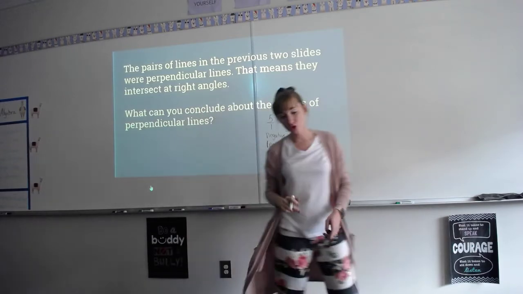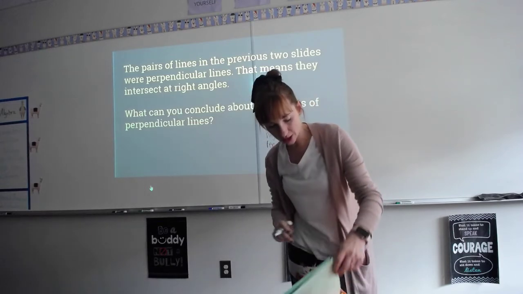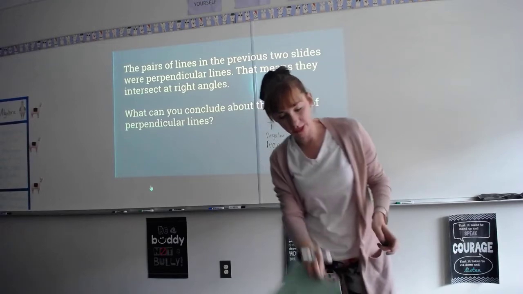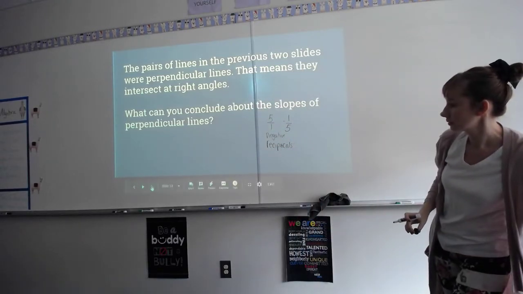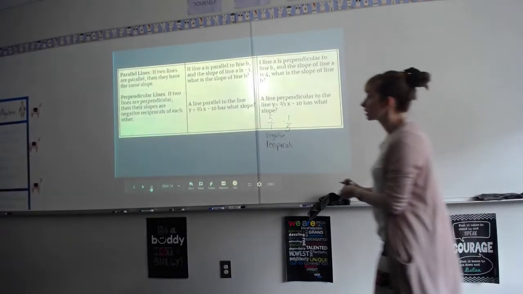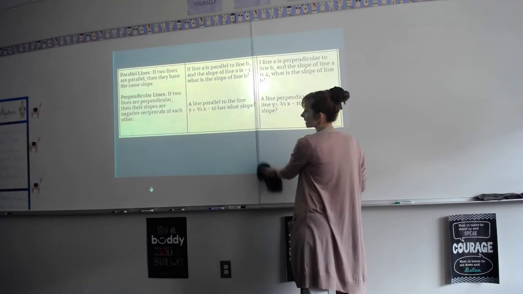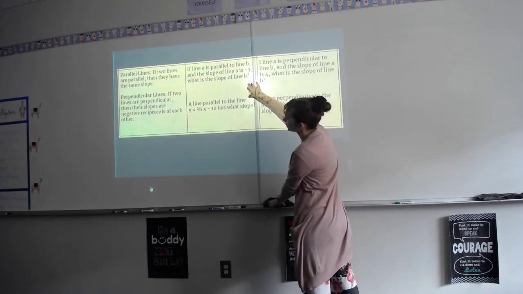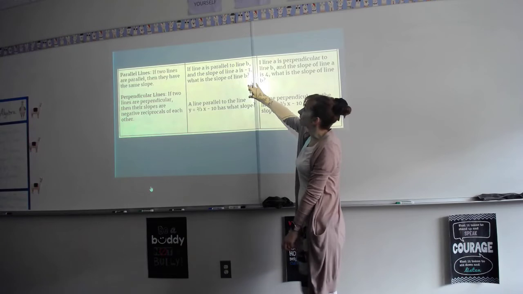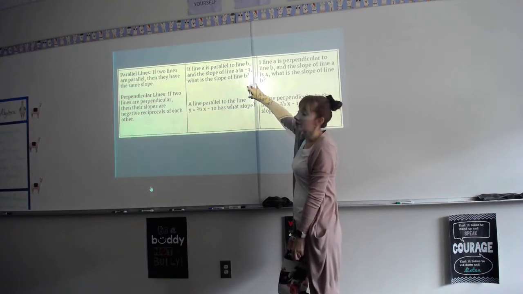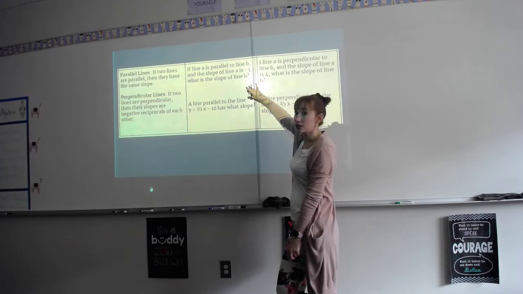Now's a great time to make sure you've got your packet out. And we're looking at situation 5 here, given special types of lines. Oh, here it is on the board. So parallel lines: if two lines are parallel, then they have the same slope. So let's look at this first example here. If line A is parallel to line B, and the slope of line A is negative 3, what is the slope of line B? And write in your notes what you think the slope of line B is. And if I was with you right now, you would all go, negative 3.